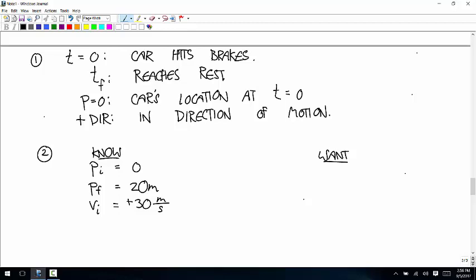And then what about when time is at time final, when it comes to rest? Do we know the velocity of the car? 0, yep. When it stops, it's 0. And then the last one is the acceleration. Do we know the acceleration of the car? No. Do we want it? Yeah, that's the thing we're trying to find, so I'll put that over here.